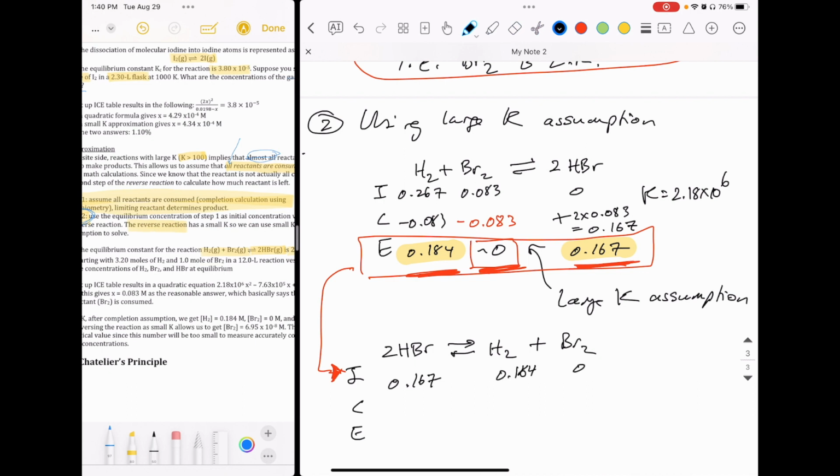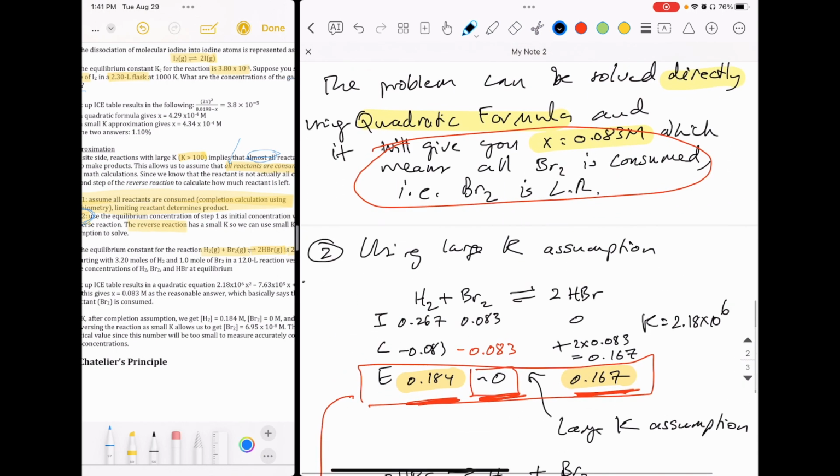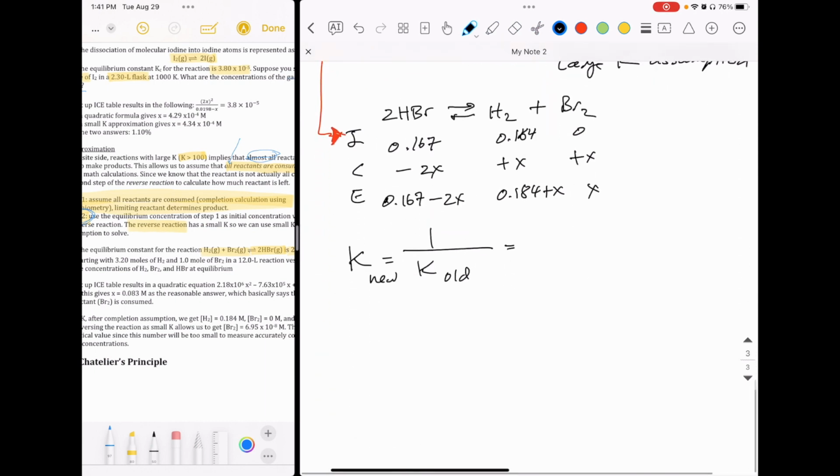Now, as we know, if we have no product, the reaction has to go to make product. So that means this is minus 2x, plus x, and plus x. So our final equilibrium concentration would look something like this. Now, what is our K now? Well, since we're reversing the reaction, that means it should be 1 over, or the reciprocal of, the old K, right? The old K being the large K value that we had earlier, which was 2.18 times 10 to the power of 6. If we take the reciprocal of that, we get 4.59 times 10 to the minus 7, which is a small K value, allowing us to use the small K assumption to solve the problem.